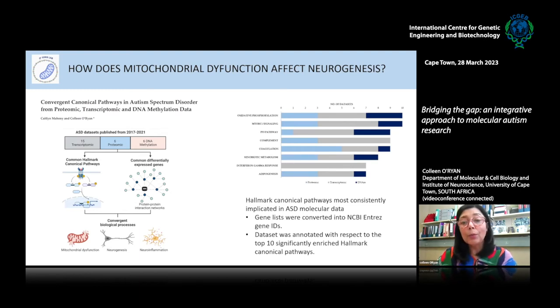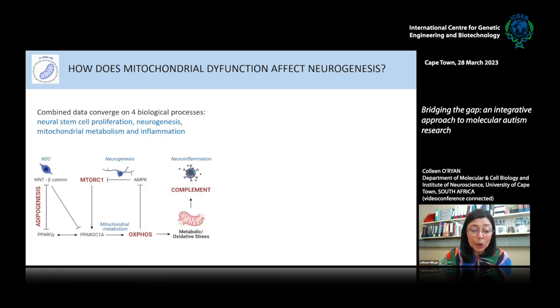The hallmark canonical pathways most consistently implicated in ASD data are shown at the top. Blue is proteomic, gray is transcriptomic, and dark blue is DNA methylation. We had a number of data sets associated with oxidative phosphorylation, and you can see some of the other pathways. It was really nice for us to see that there was congruence across the data sets. This is not to say that some of the other papers didn't see mitochondrial dysfunction, but it wasn't necessarily their top finding or the one they focused on in the original papers. And so we did a little bit more analysis.